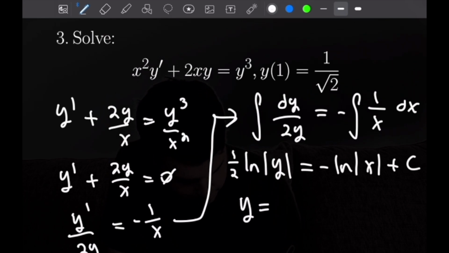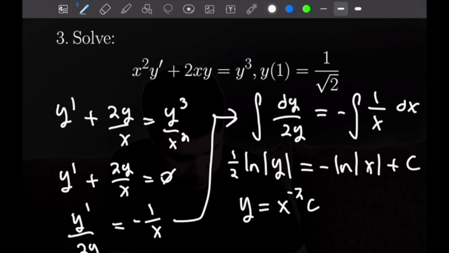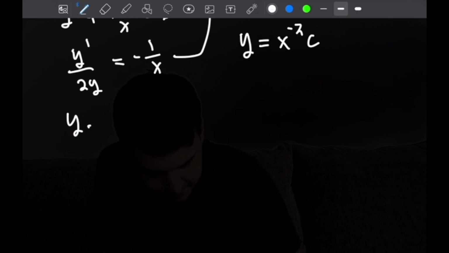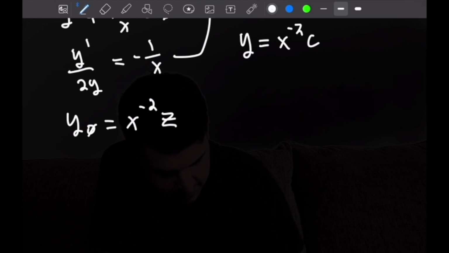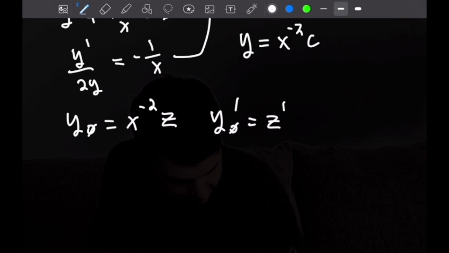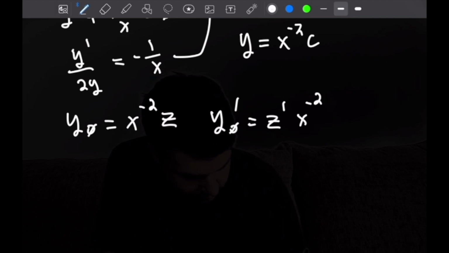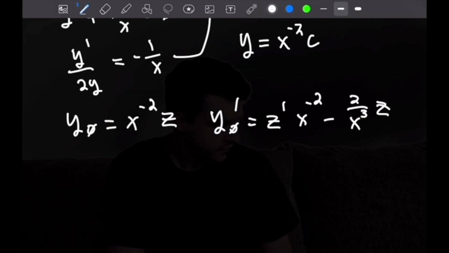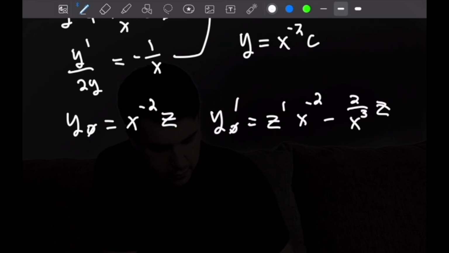We'll have y is equal to x to the -2 times c, which allows us to write the following substitutions for this Bernoulli equation. We will have that y naught is equal to x to the -2 times z, which means that y naught prime is going to be equal to z prime times x to the -2 minus 2 over x cubed times z. So let's go ahead and substitute these two into our original equation.